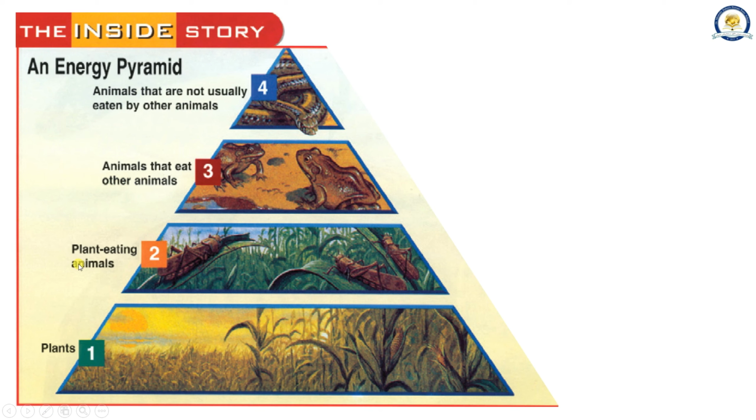An energy pyramid. 1. Plants. Plants are producers and are at the bottom of the energy pyramid. 2. Plant-eating animals. 3. Animals that eat other animals. 4. Animals that are not usually eaten by other animals.